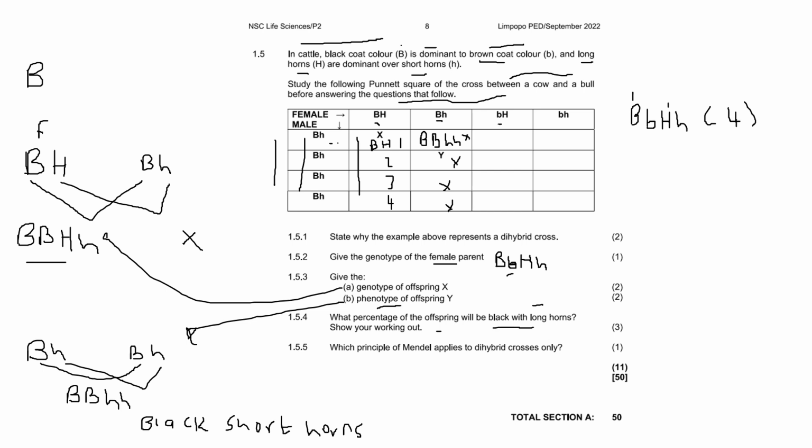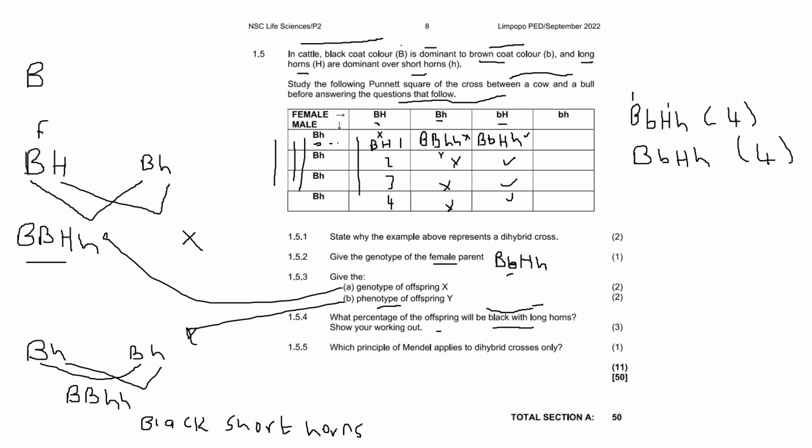Now we're going to have this one here reacting with these 4 here. Because remember, it will come back as one big B and one small b, and one big H and one small h. And all 4 of them will be the same: one big B, one small b, and one big H, one small h. So all 4 of these kids are also what we're looking for. They'll be black with long horns. So all these 4 that will form here are black with long horns.